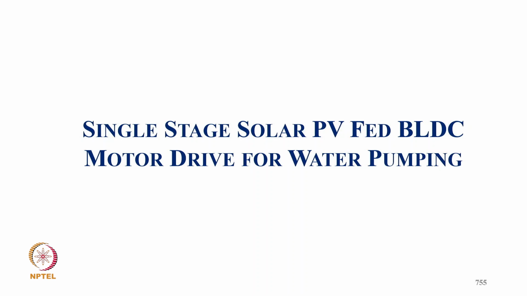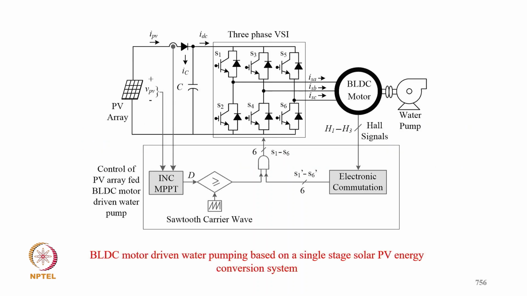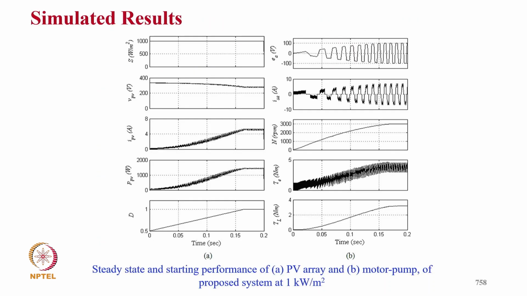Now coming to single stage solar PV fed motor drive for water pumping. In this single stage, only the inverter is responsible for MPPT, and we have an electronic commutator with the help of this. So we have a PWM control, so the duty cycle is decided by the MPPT. This is the experimental setup.